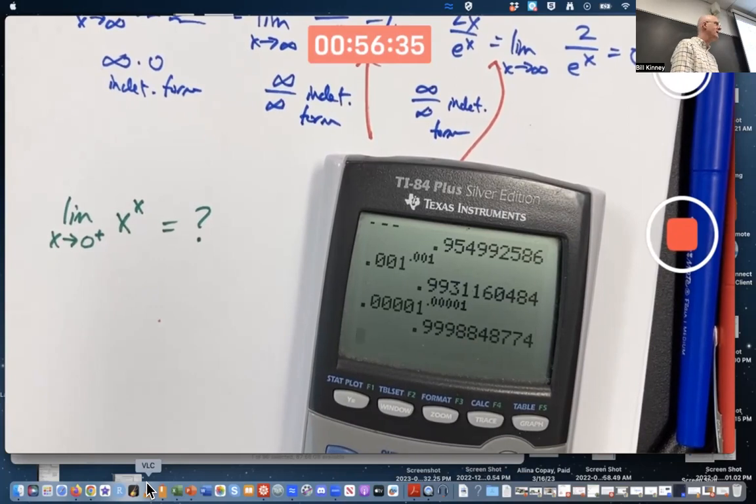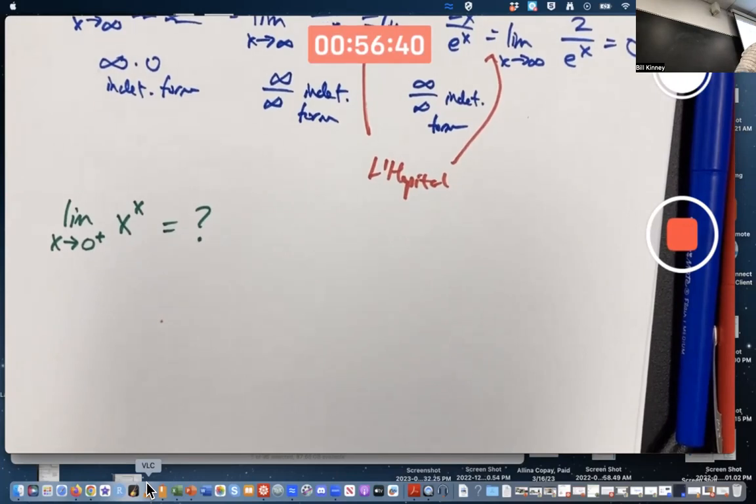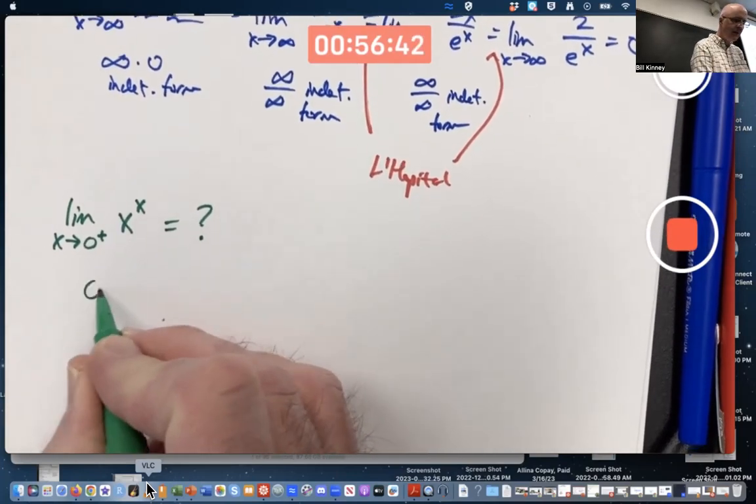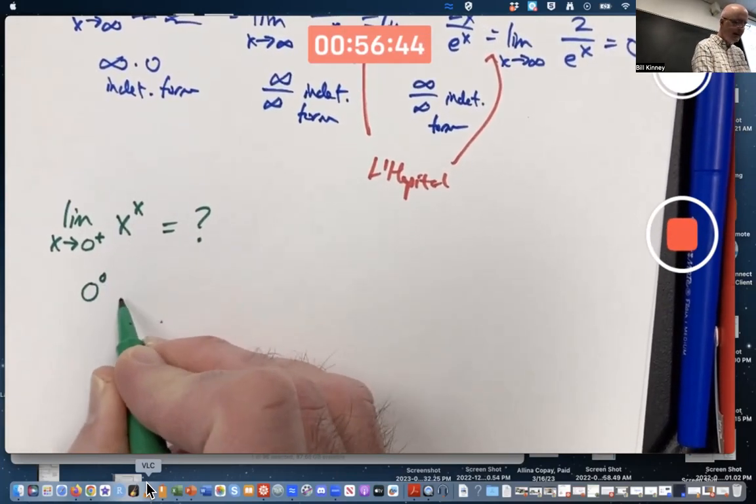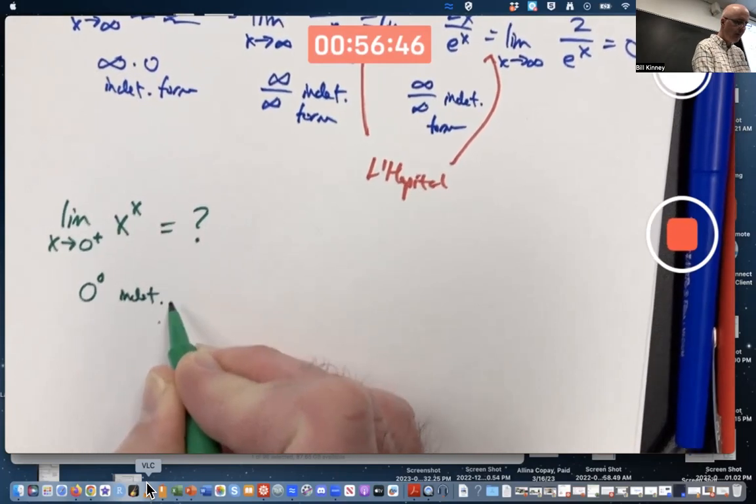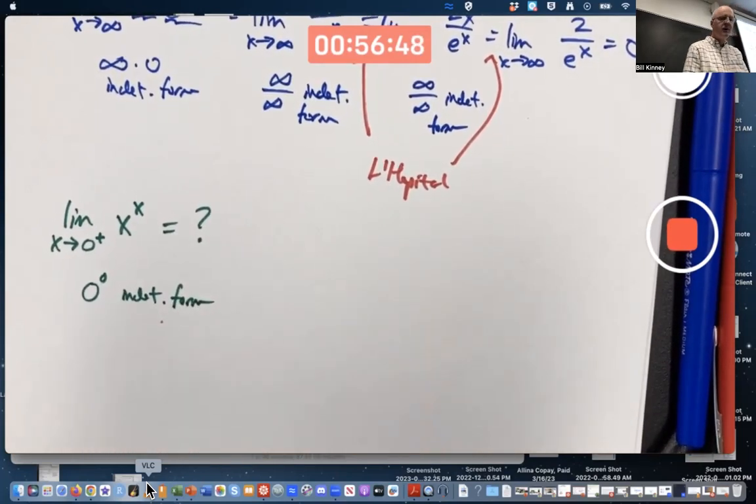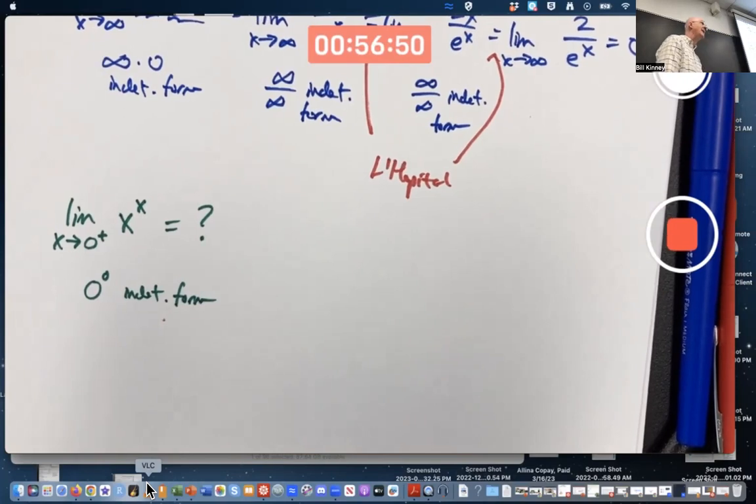Yeah, really close to 1. Seems like the answer must be 1. This is a 0 to the 0 power indeterminate form. But if we're going to apply L'Hopital's rule, we have to apply it to fractions. No matter what you do with L'Hopital's rule, in the end, you have to apply it to fractions, take the derivatives of the top and the bottom. That's not a fraction. It's a power.